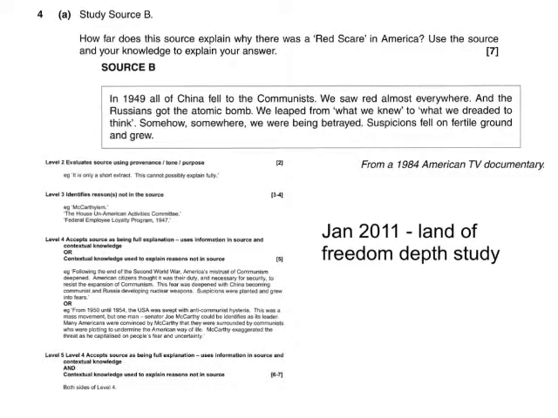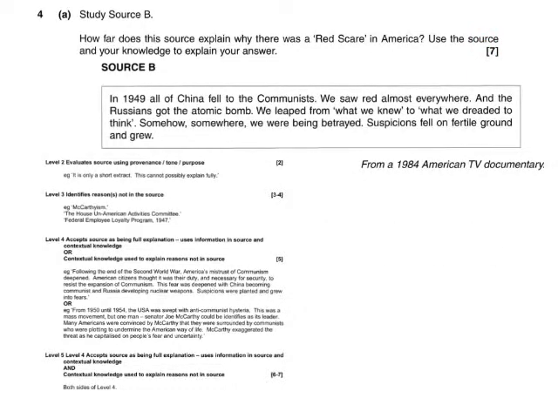In this question 4, you'll recall, comes after the first 3 questions, which are on the interwar period. And we're looking at source B to start us off, because source A was the one tackled in question 1. Question A has: how far does this source explain why there was a Red Scare in America? We've got to use the source and our own knowledge to explain the answer, and this time we're getting 7 marks.